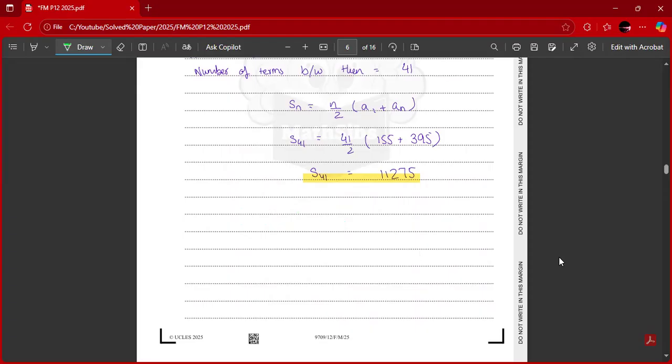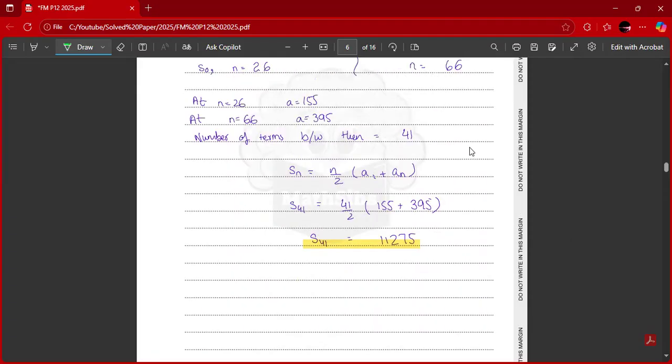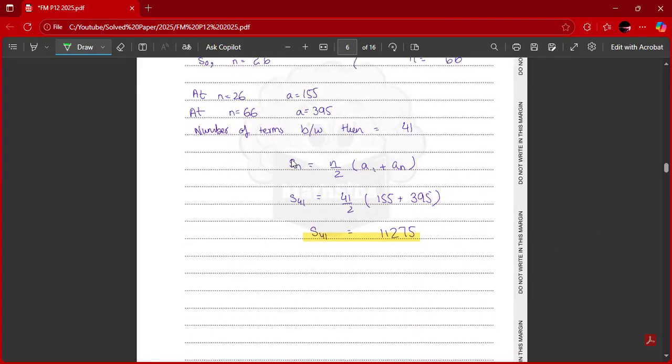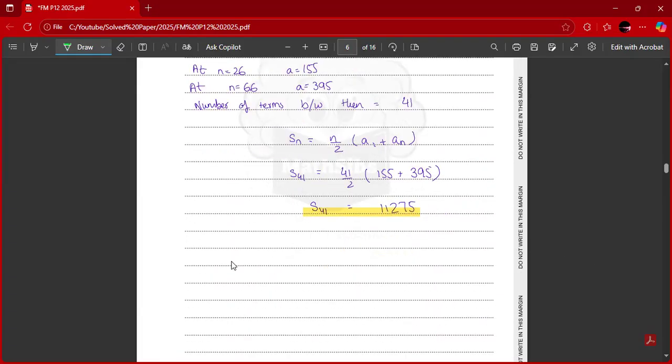So S, sum of 41 terms, and then n over 2 into a1 plus an. Now this is another formula to find the sum. There are actually two formulas to find the sum of an arithmetic equation. They are as follow. Let me write them for you. 2a1 plus n minus 1 into d. This is one formula. And this formula is an expansion of this already given formula. So if you do this, you'll get the answer, which is totally correct.